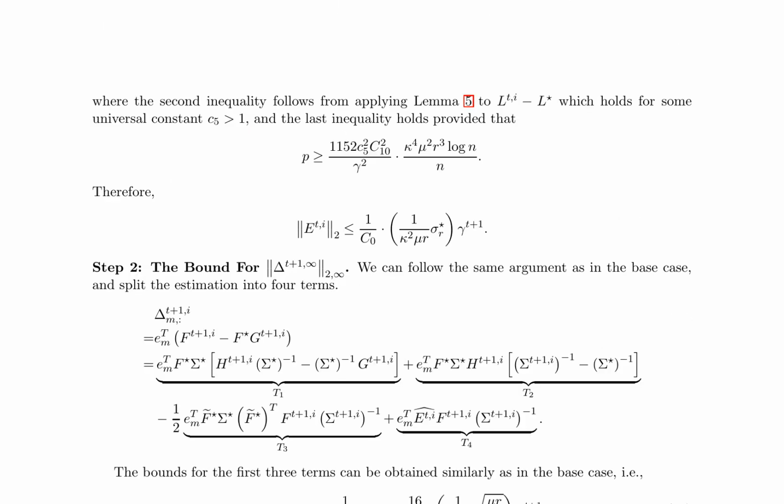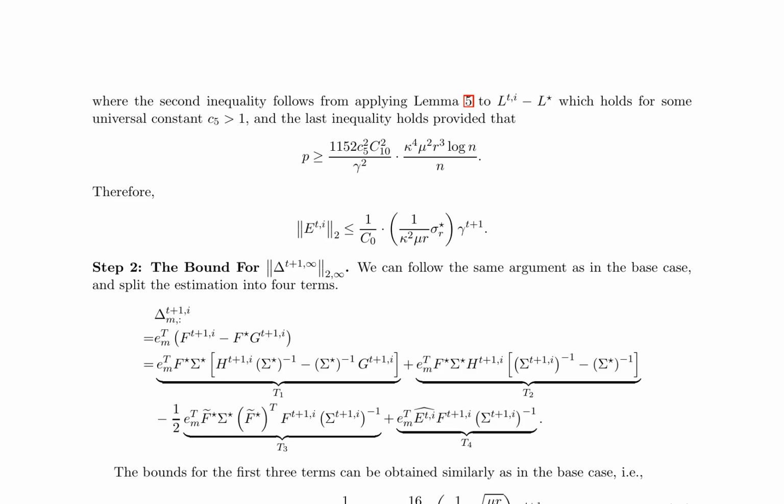The proof of the bound for increment t plus 1, I infinity, 2 infinity is presented, which is a crucial step in establishing the convergence rate of the proposed algorithm. The bound is derived by splitting the estimation into four terms, T1, T2, T3, and T4, and then bounding each term separately. The bounds for the first three terms are obtained similarly as in the base case, resulting in a bound of 16C0, 1, kappa micro r, gamma t plus 1.